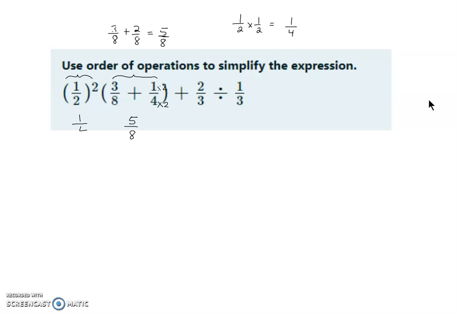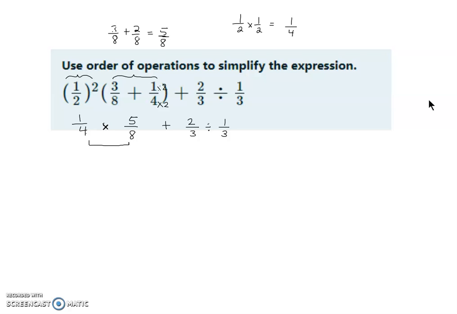So 1/4. Now, because this half squared is basically sitting beside the other bracket, that means multiplication when they sit side by side like that. So we have 1/4 times 5/8 plus 2/3 divided by 1/3. And this is where most made a mistake, because most took the 1/4 times 5/8 and solved that, which is awesome, that's what we want, but then went ahead and added the 2/3.